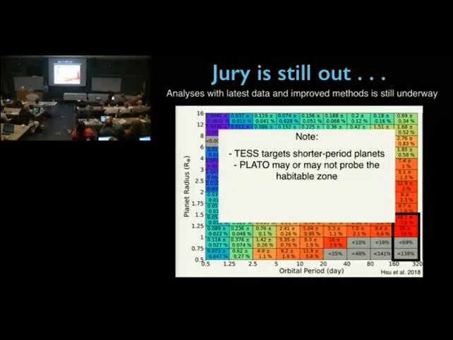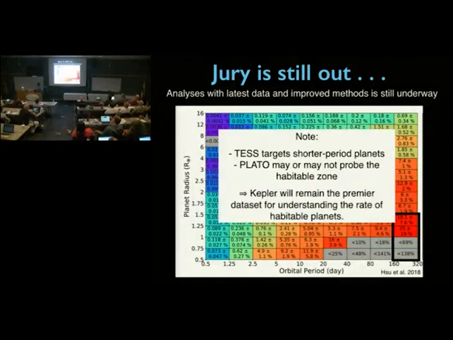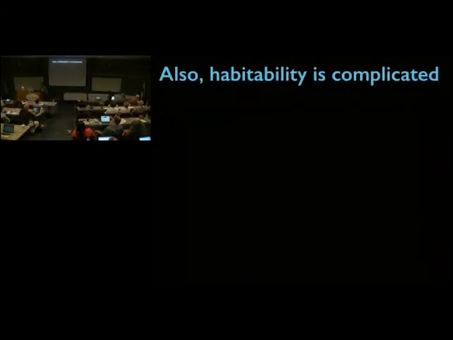PLATO, farther in the future, sometime in the next decade, may or may not probe the habitable zone. They're still deciding exactly what observational cadence they're going to use, and those choices are going to affect whether or not they can get anywhere close to the habitable zone. So Kepler is going to remain the premier data set for understanding the rate of habitable planets for a long time into the future. Also, before I'm done here, I want to make a note that habitability is complicated.